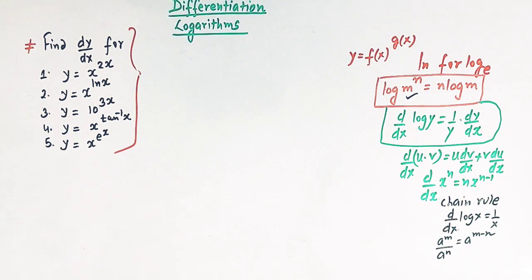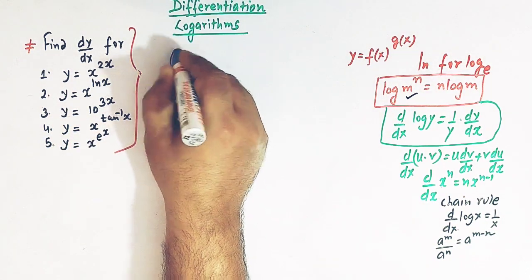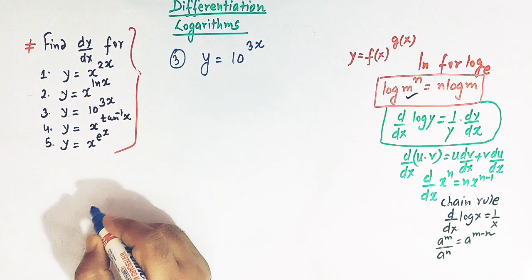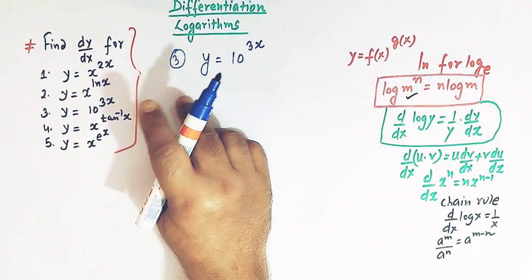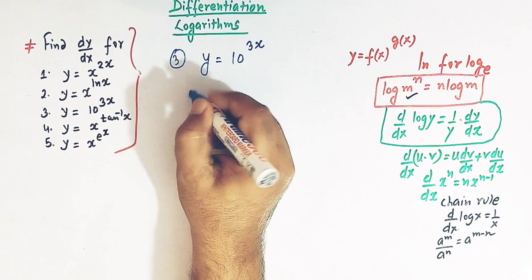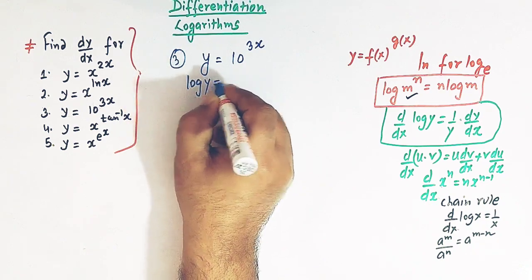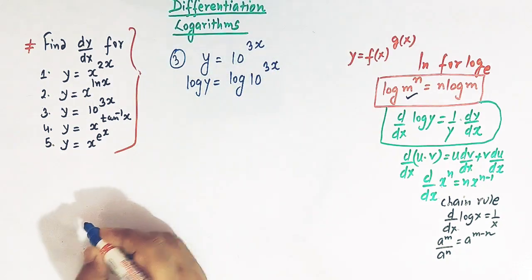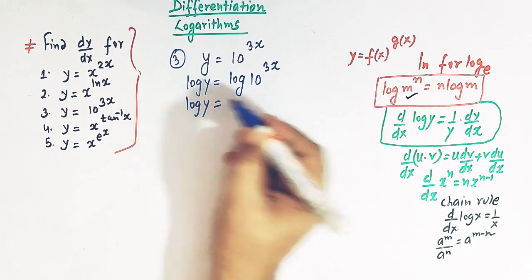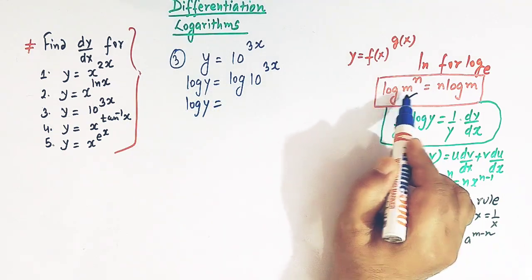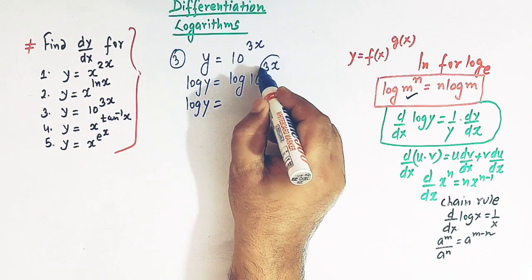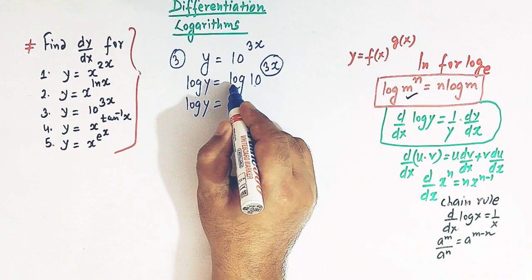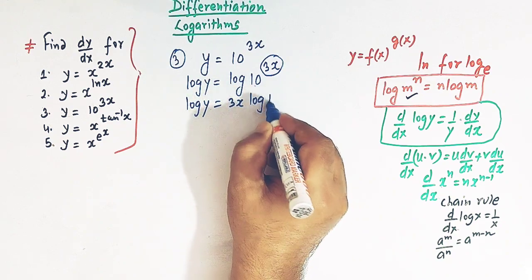Now let us take the third problem, right? So here we have y is equal to 10 raised to 3x, right? Again, what we will do, we'll take the logarithm of both sides. So here we have log of y, then here we have log of 10 raised to 3x, right? So using this property, log of m raised to n, here n is 3x, m is 10. So we have 3x in front of log, and here we have log of 10, right?